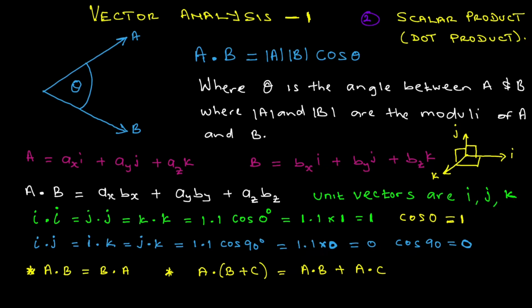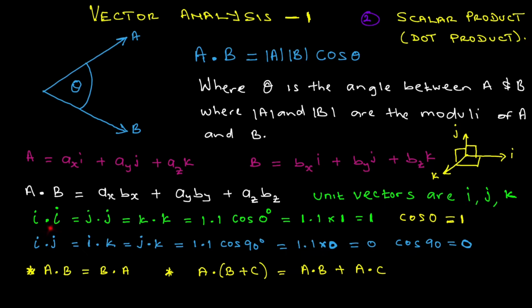There's a thing that if we have i times i, i times i will have the same angle because they're both parallel to each other. So the angle between them is 0. Because the angle between them is 0, you're going to get 1 times 1 times cos of 0. Cos of 0 is 1. So that means i times i is 1.